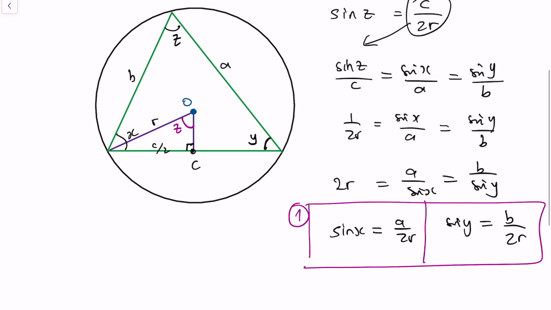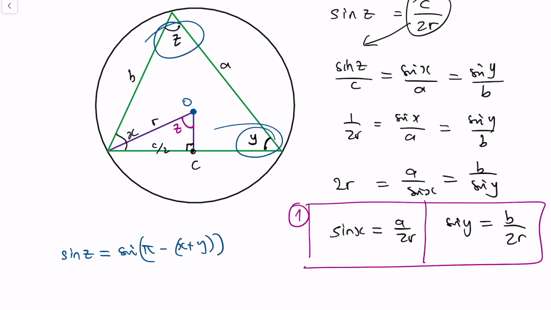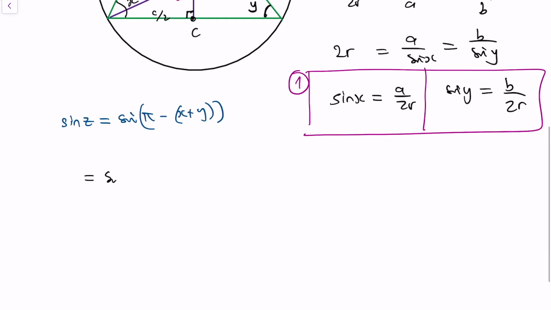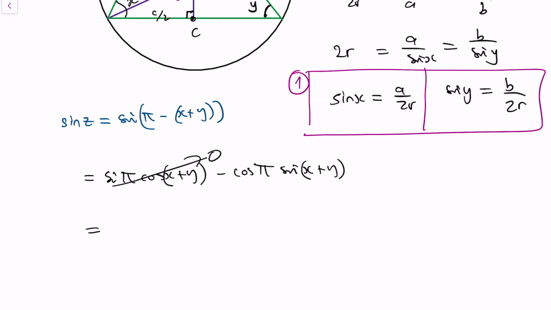Now looking at the bigger triangle, we have sin z, which is equal to sin(pi minus (x plus y)). So we're saying this angle is equal to 180 take away the sum of the other two angles. And if we use the sine expansion, that will give us sin pi cos(x+y) minus cos pi sin(x+y), right? But sin pi is 0 and cos pi is minus 1. That means sin z is equal to sin(x+y).